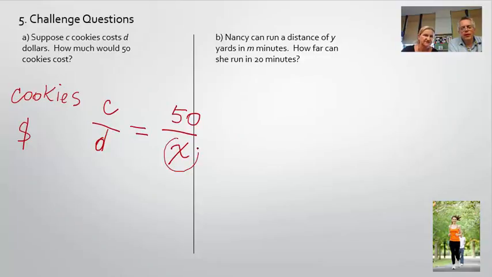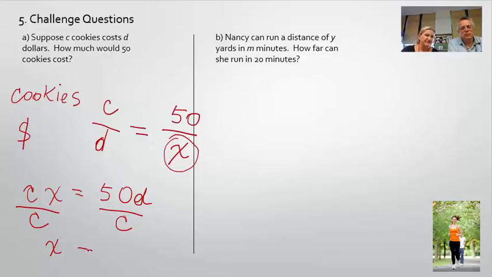I want to get the X by itself. That's the variable I'm looking for. This is going to seem a little weird. Yes, because we have three variables here, and I know you're not used to working with that. But if you follow the examples that we did previously, again, I'm going to cross multiply. C times X is equal to 50 times D. And in order to get the X by itself, I'm going to divide by C. So I end up with X is equal to 50D over C. So that's my equation to find out what is X.